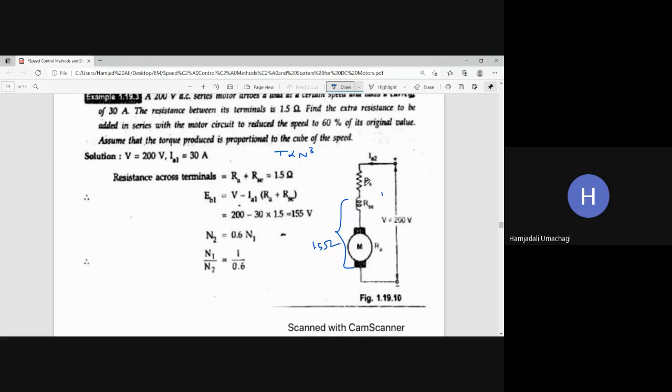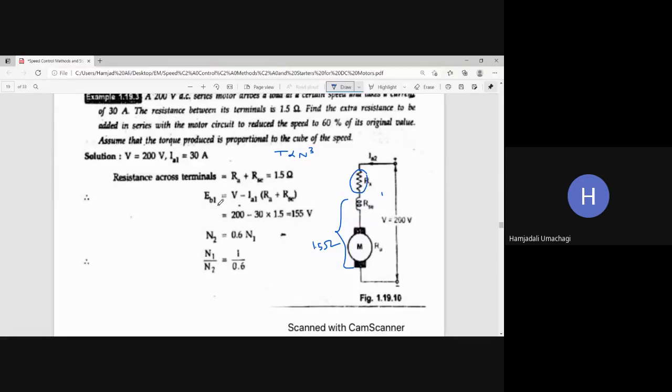Now, if I want to reduce the speed from the earlier value to 60% of the earlier value, we are going to add a certain resistance. That resistance value is Rx, which is unknown and yet to be calculated. Eb1 is equal to what? For the series motor, V minus Ia1 into Ra plus Rse, because this is the back EMF when we have not added any resistance Rx.